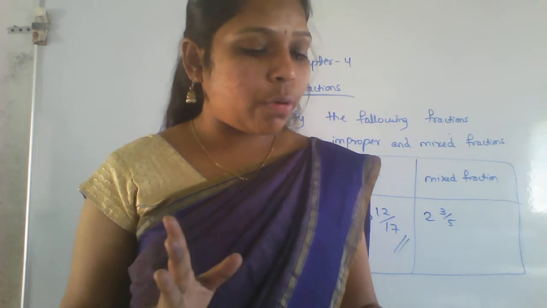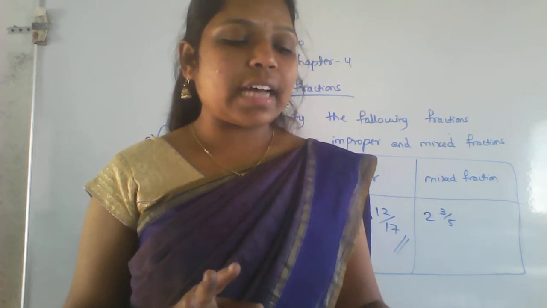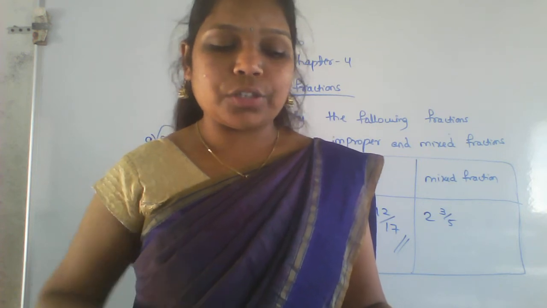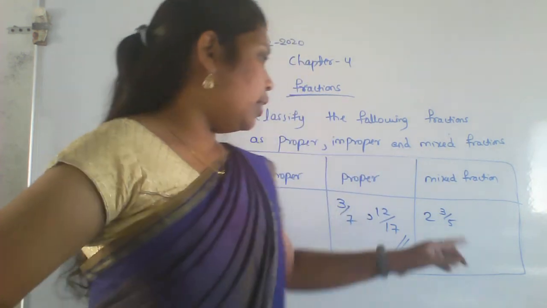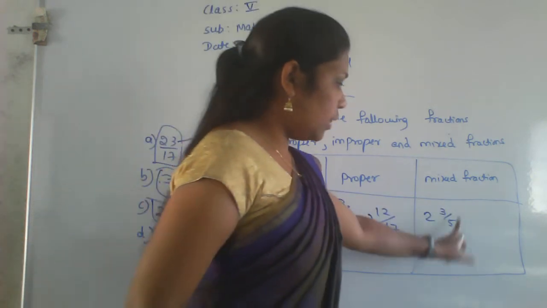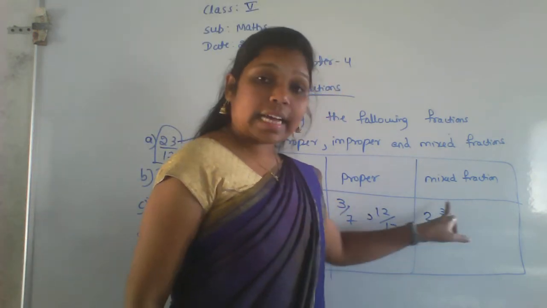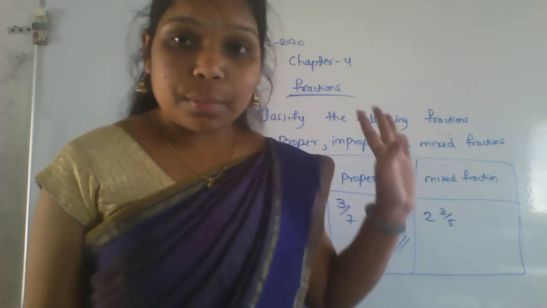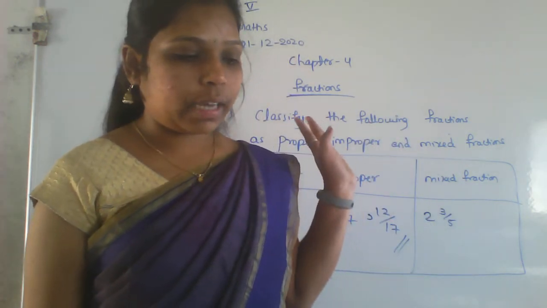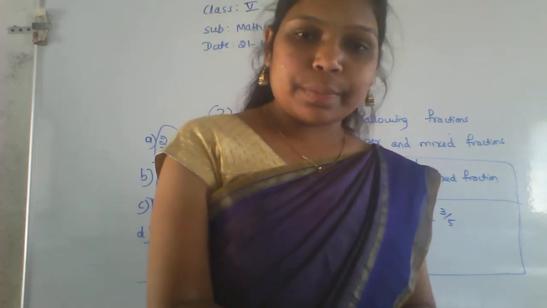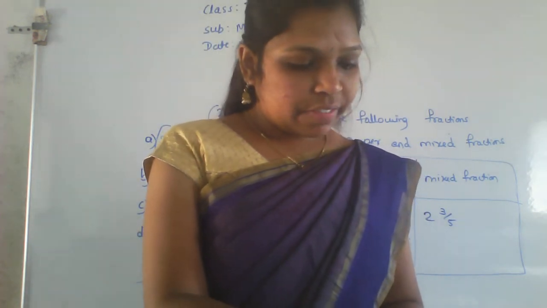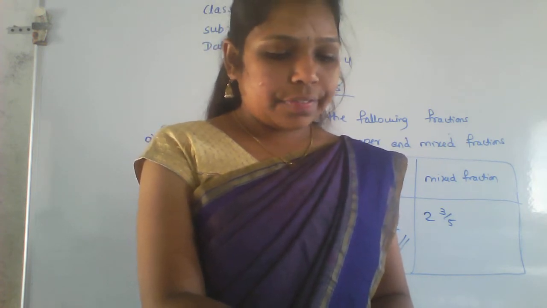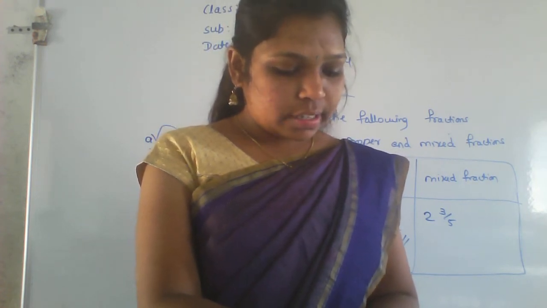And the last point they have given: when a number is combined with a fraction, it is called a mixed fraction. Here the number 2 is combined with this fraction, that's why this is called a mixed fraction. Okay, so we completed the remember points also. Next, they have given comparing and ordering unlike fractions, unlike fractions with the same numerator.